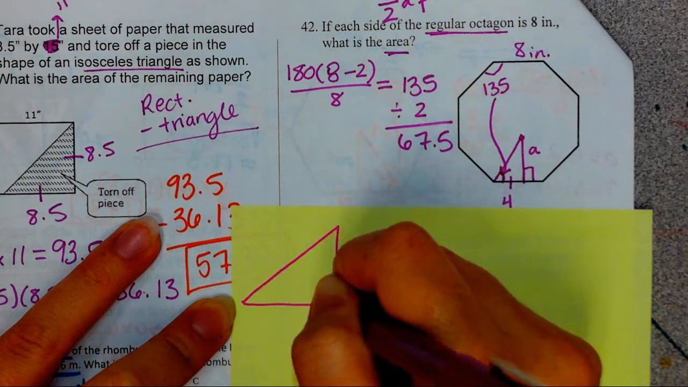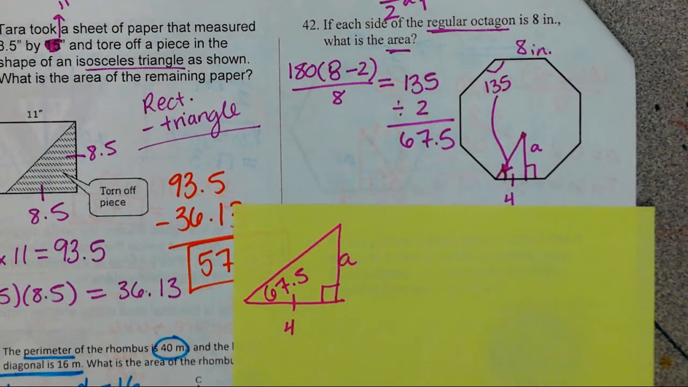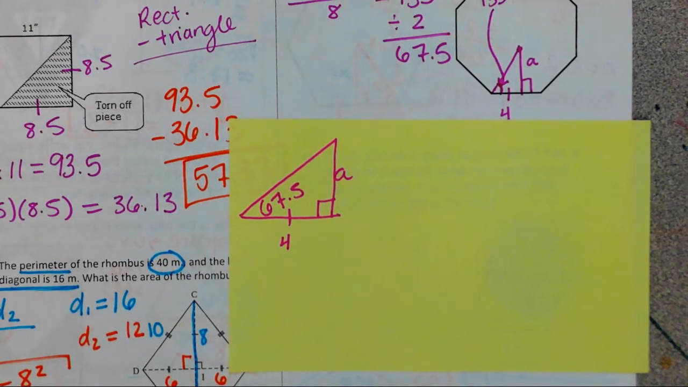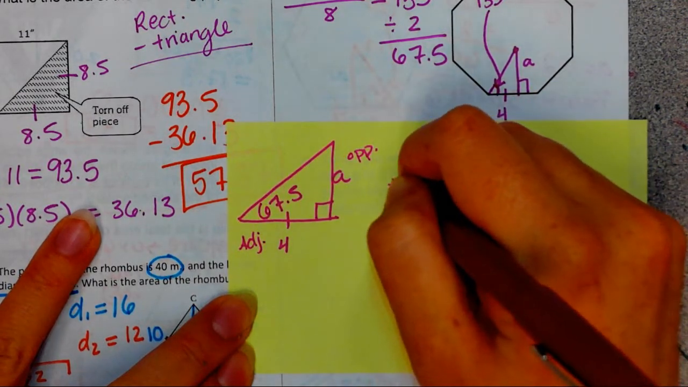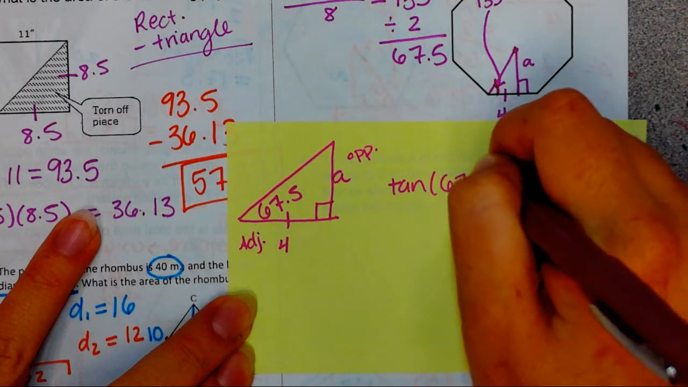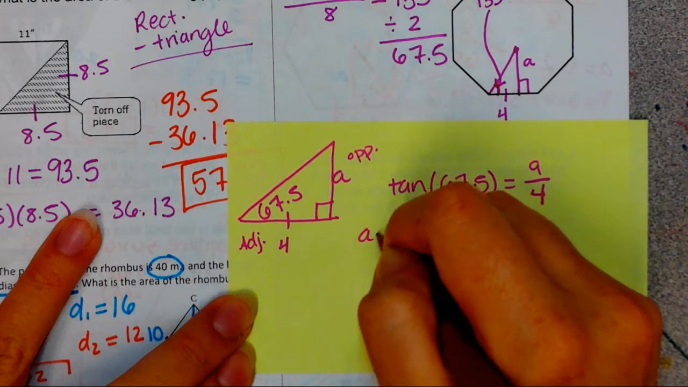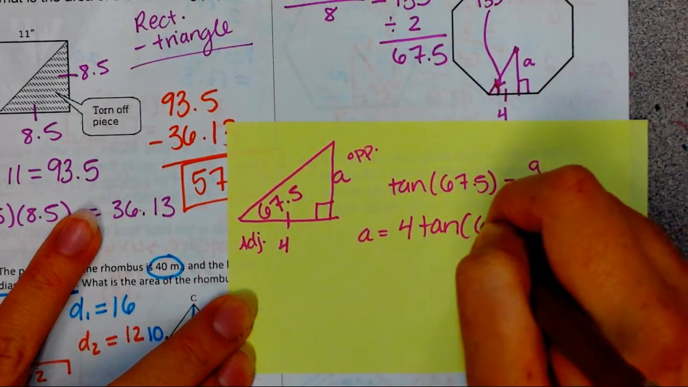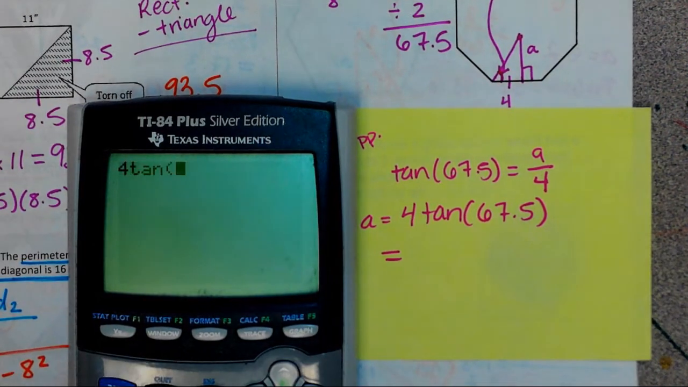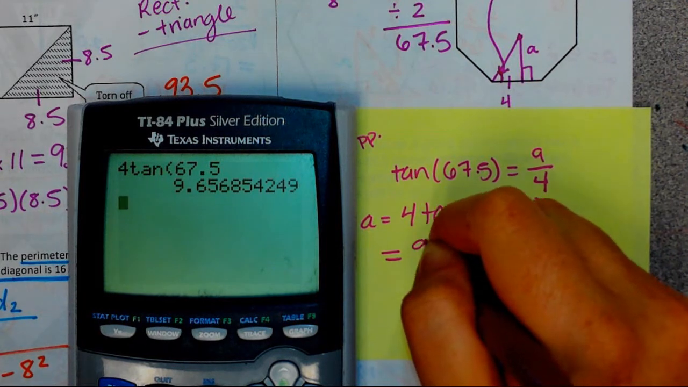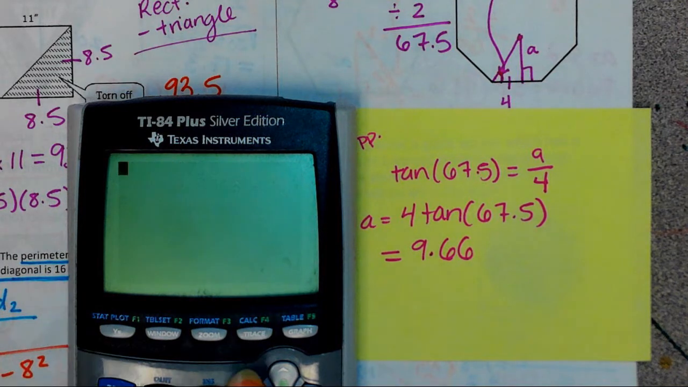Okay, so this is 4, this is 67.5, this is A. Okay, we're going to use SOHCAHTOA to get A. So this is the opposite side, adjacent side. So tangent of 67.5 is equal to A over 4. A is on top, so you're going to multiply. The apothem is equal to 4 times the tangent of 67.5. So that's equal to about 9.66. Okay, and that's when we're in degree mode.